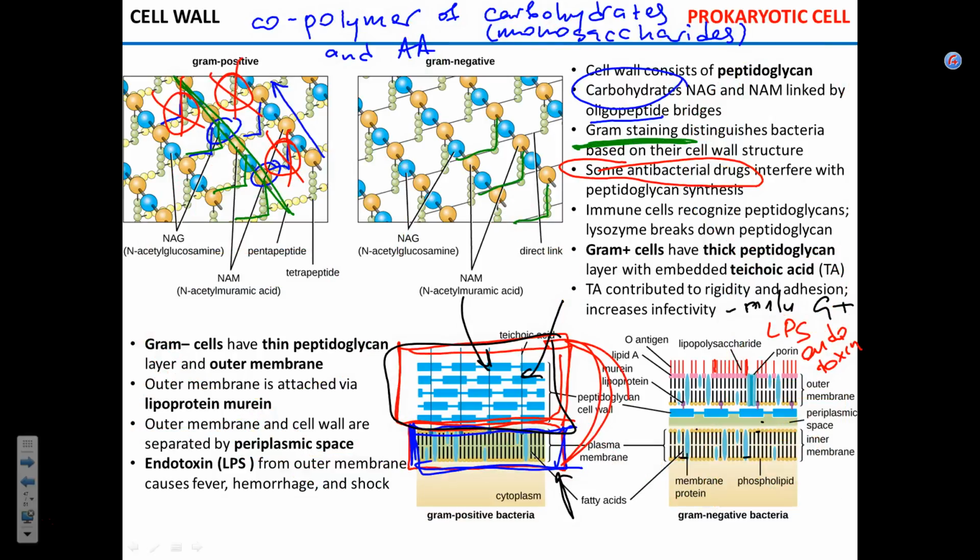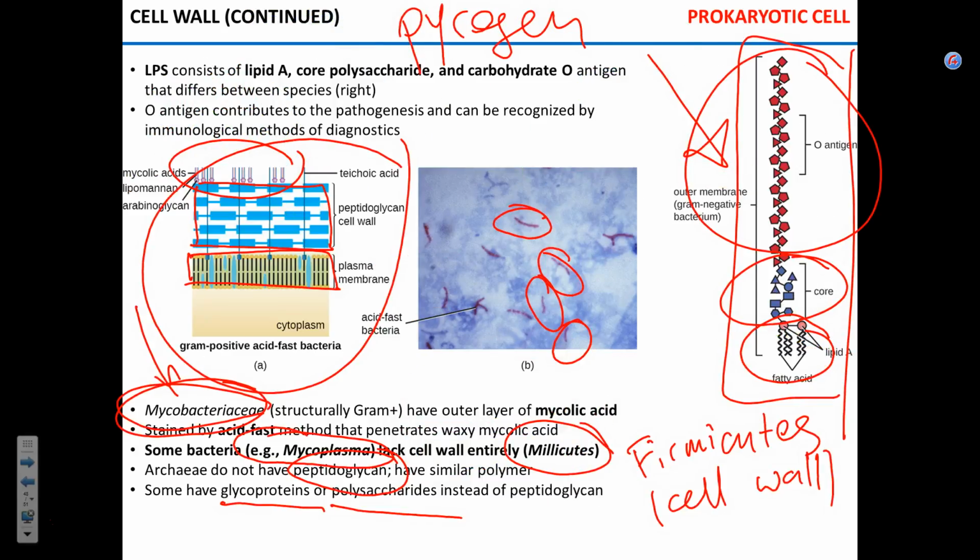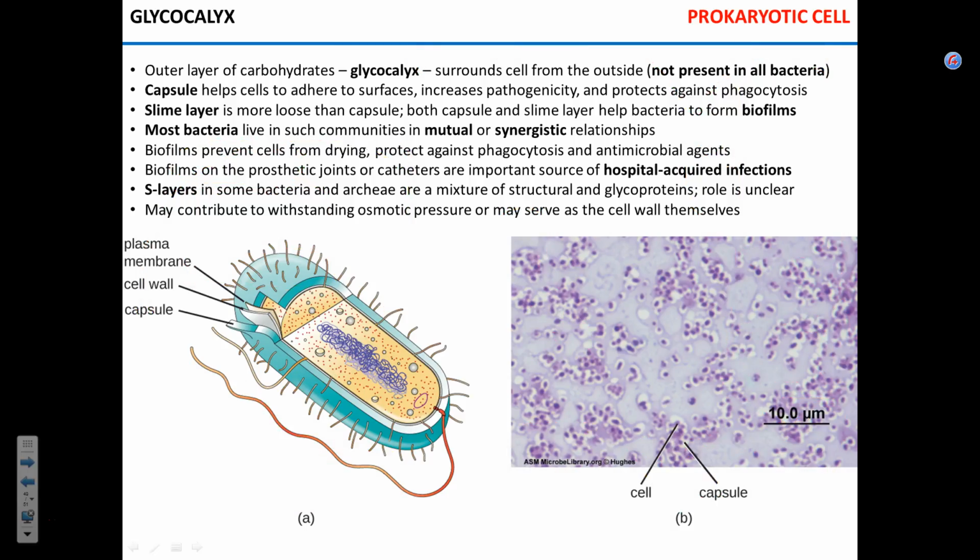So I will not ask you the names. Don't you worry about that. But I may ask you, which two basic biological molecules make up the cell wall? And you have to say it's carbohydrates and amino acids. Make sense? I hope I made myself pretty clear.